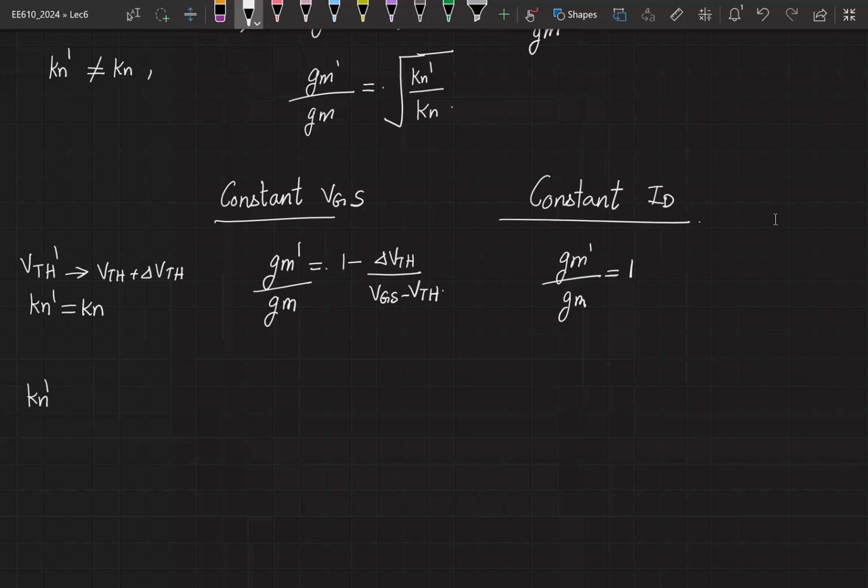Now if your Kn' is not equal to Kn, this is a different value, but we'll assume that the threshold voltage is not changing. Right? Then what did you get for gm' by gm?